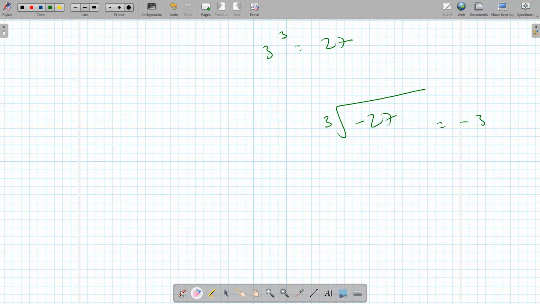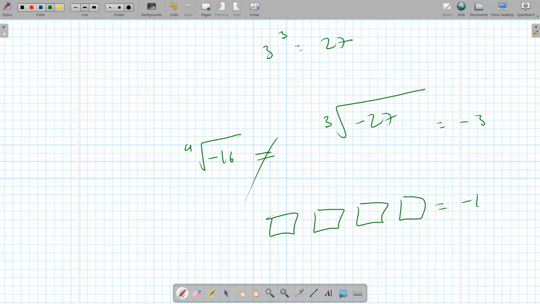Here's another question. This is a trick question. What is the fourth root of negative 16? The answer doesn't exist. There is no answer, okay? Because you're looking for a number that, when you multiply it 4 times, you get negative 16, yeah? The same number. So if you pick negative 2 and multiply it 4 times, you're going to get positive 16. If you pick positive 2, you're also going to get positive 16.